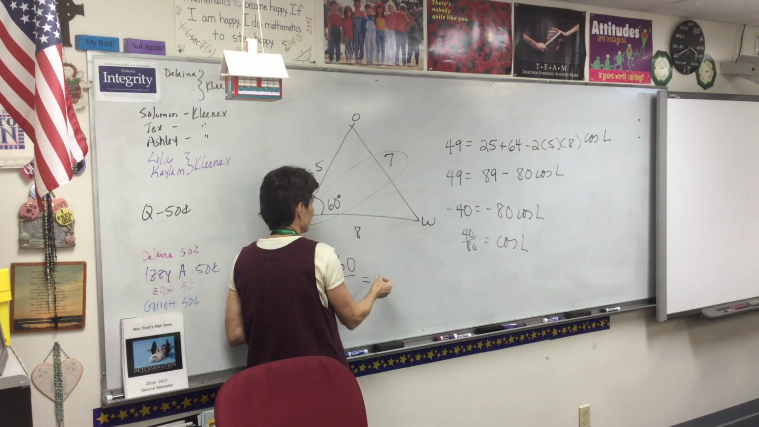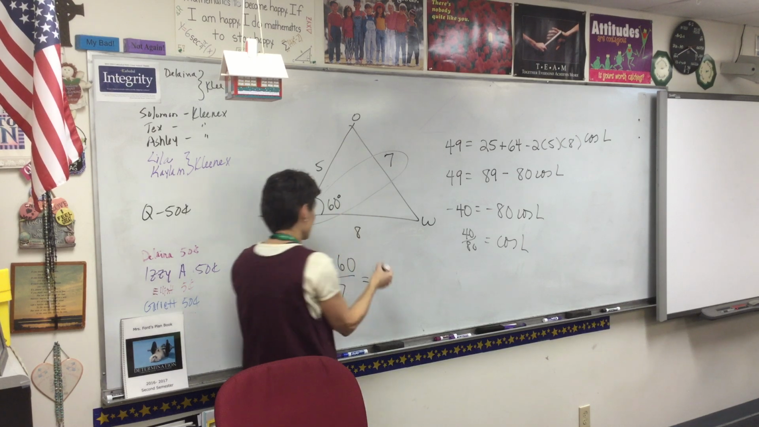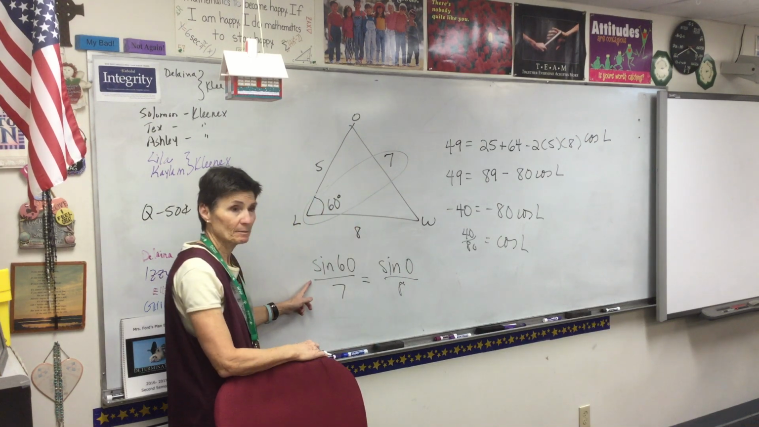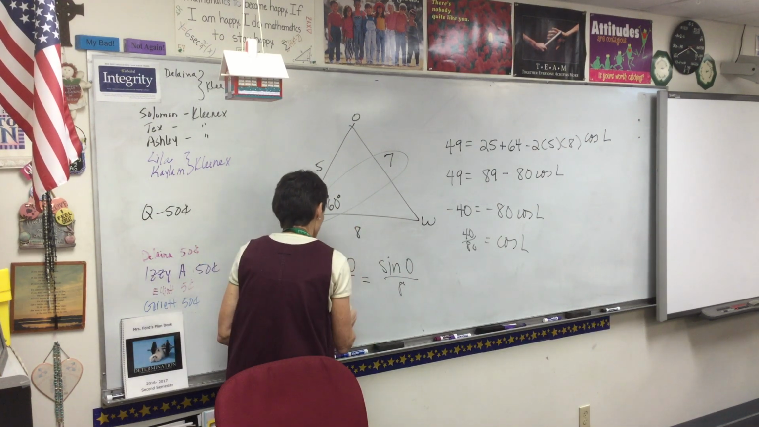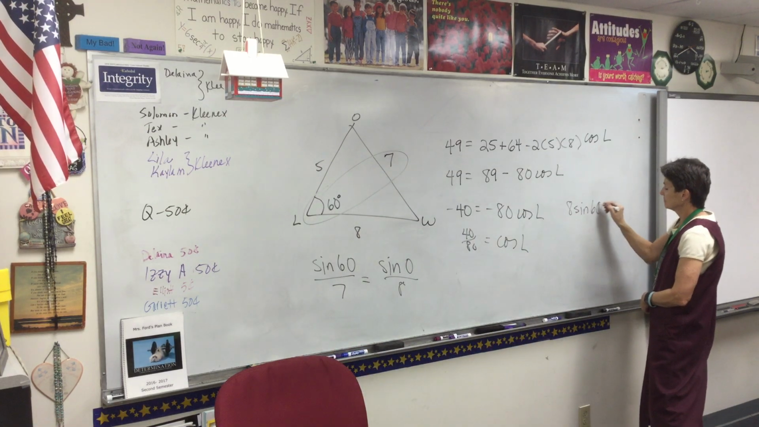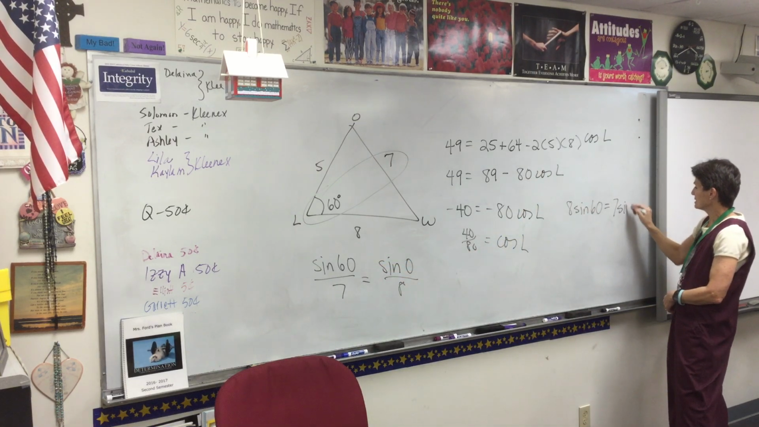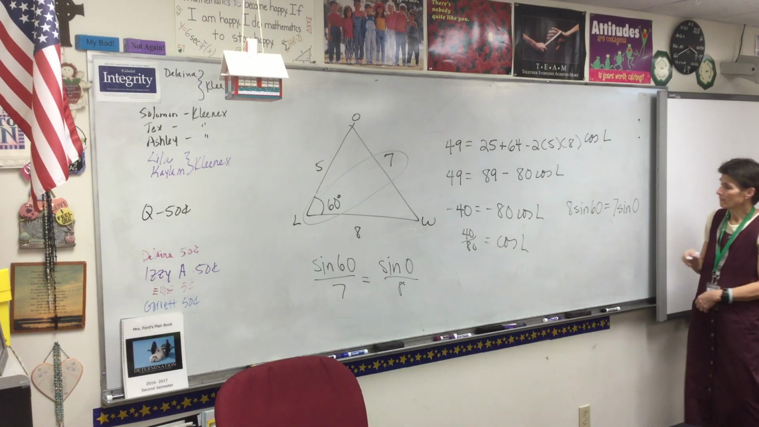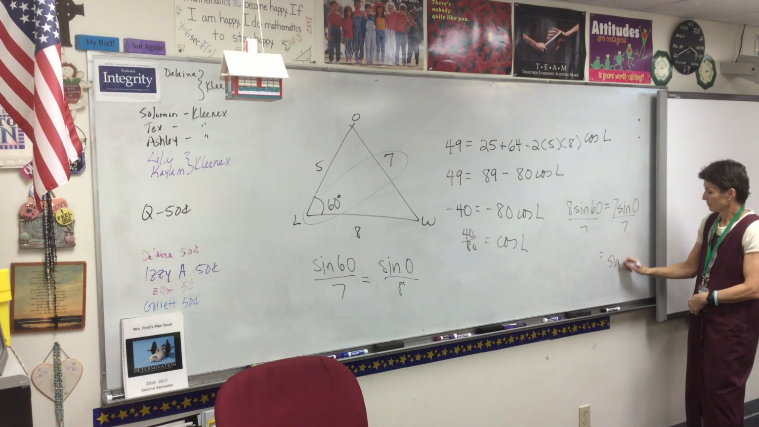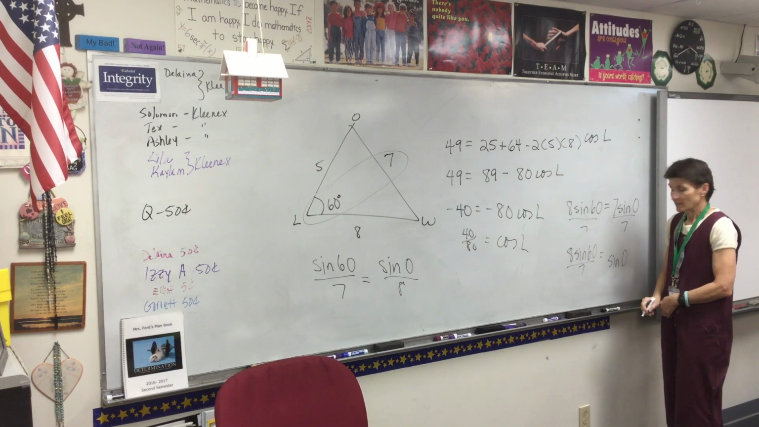So 60 over 7 equals, which angle did you find next? Sine O. So sine O over 8. Yep. So that's set up exactly perfectly. Now, cross multiply. So we have 8 sine 60 equals 7 sine O. And then divide both sides by 7. I did that equation. I know. I think I gave you credit for that.